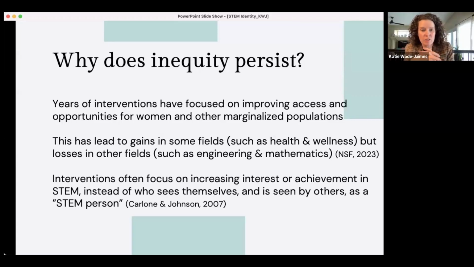And so what I argue is that if you focus on increasing interest or achievement in STEM, that's not going to be enough, because there's no evidence to suggest that people from basically non-dominant cultures have any less interest or any less ability to do well in STEM. What I'm going to argue today is that we need to focus on who can see themselves and be seen by other people as a STEM person, or that identity piece that we mentioned earlier.